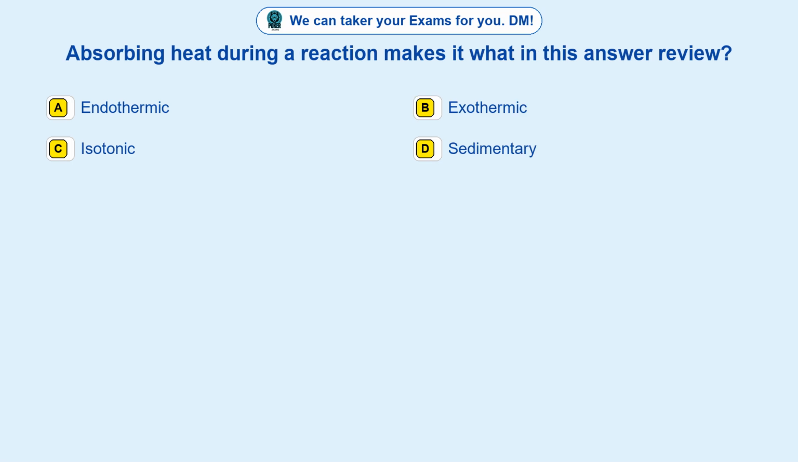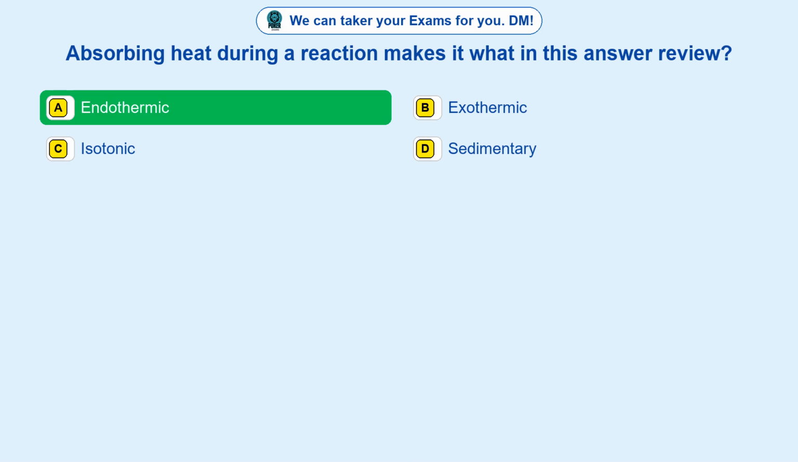Question 47. Absorbing heat during a reaction makes it what in this answer review? Option A, endothermic. Option B, exothermic. Option C, isotonic. Option D, sedimentary. The correct answer is option A.